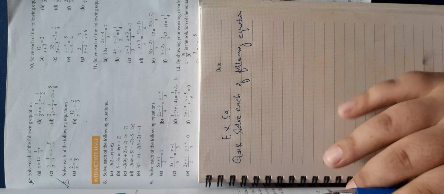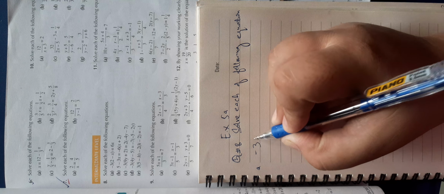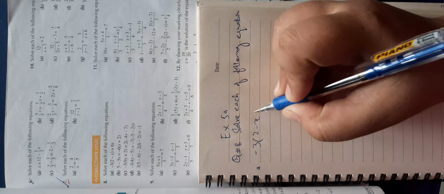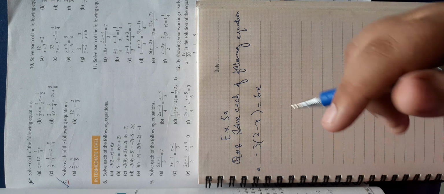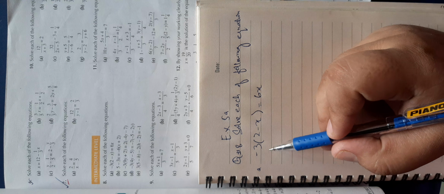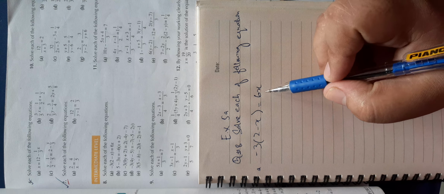Here, we have to solve equations. The first equation is minus 3 into (2 minus x) equals 6x. Look at the equation again. Minus 3 bracket 2 minus x equals 6x. First of all we will solve this bracket. Minus 3 will multiply with this 2. Minus 3 into 2 is minus 6. Minus minus will be plus, and then 3 into x is 3x.